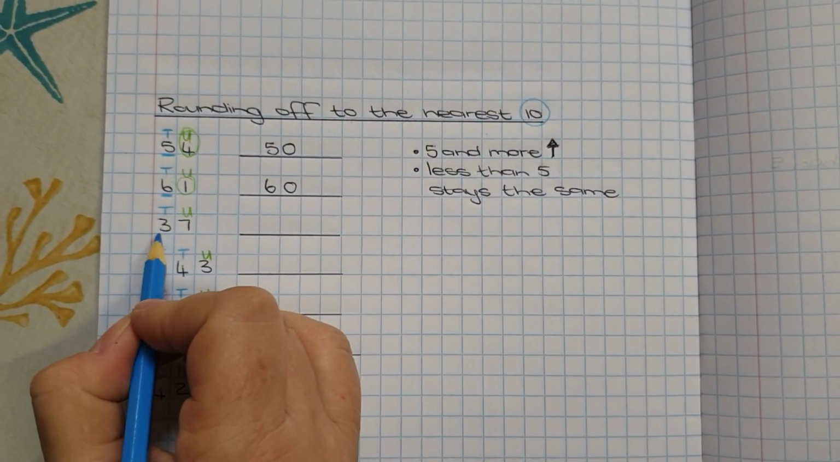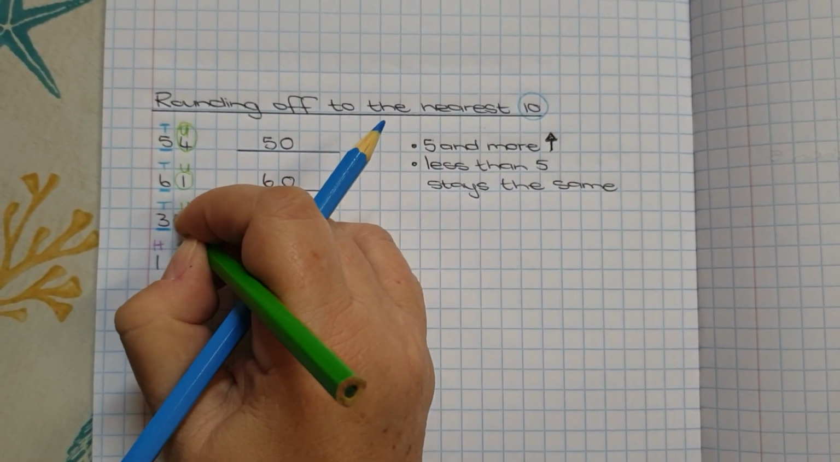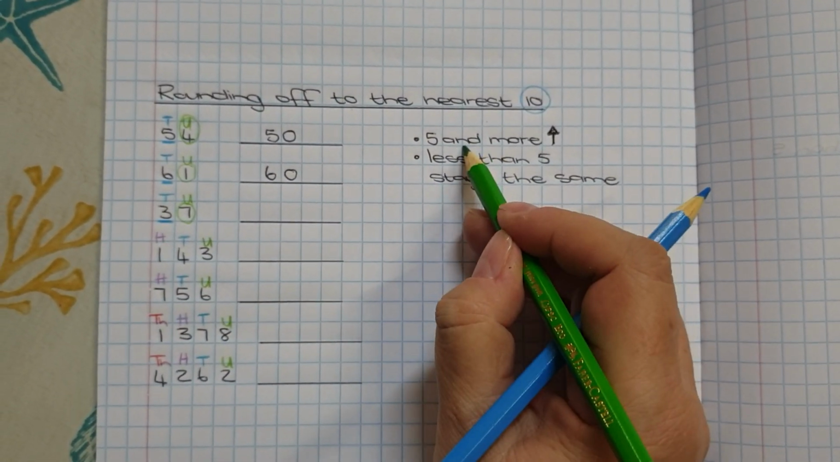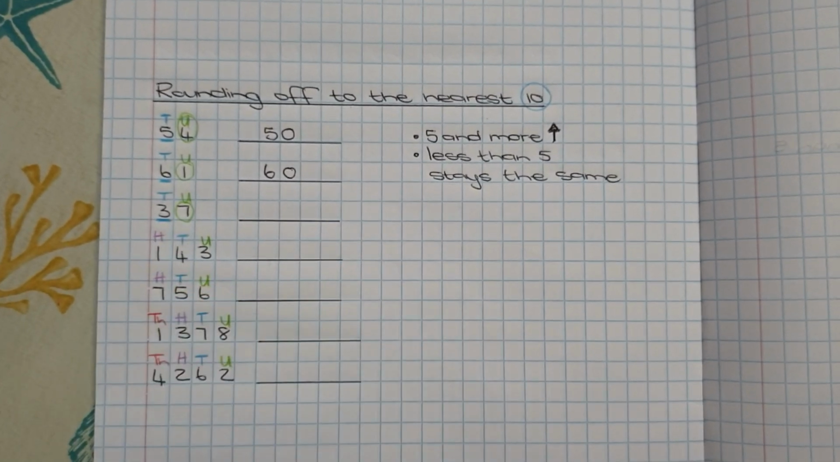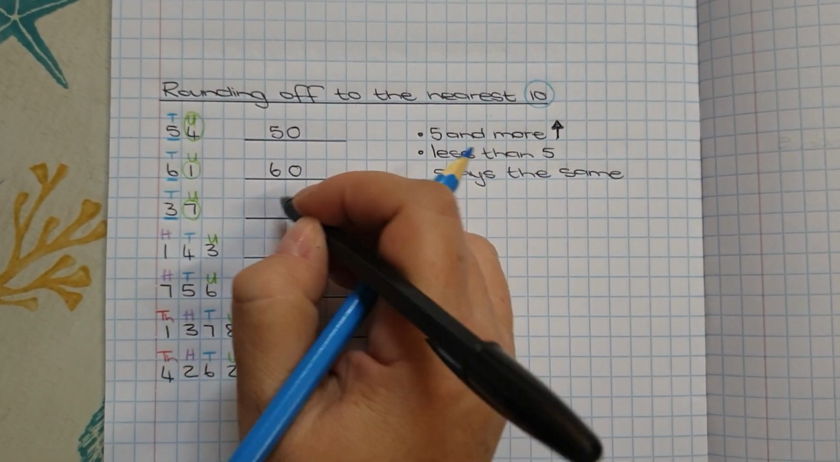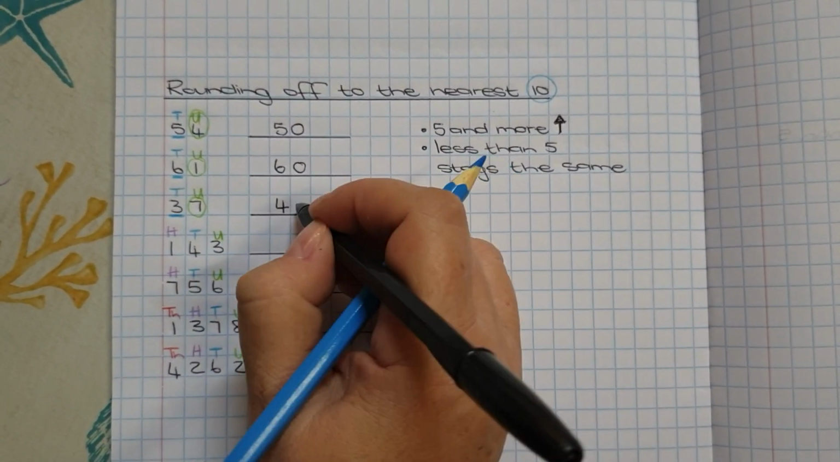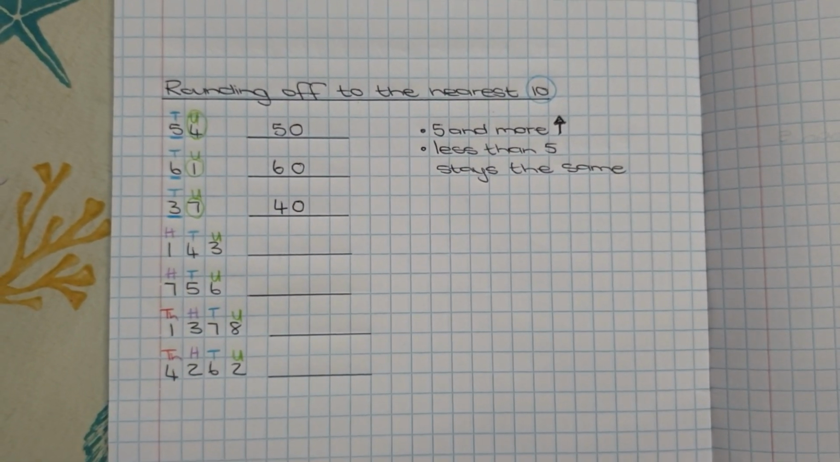Then we look at the next one. We want to know if that one's going to change. This friend is more than 5, which means the 3 is going to go up. So the 3 becomes a 4, and then the friend becomes a 0.